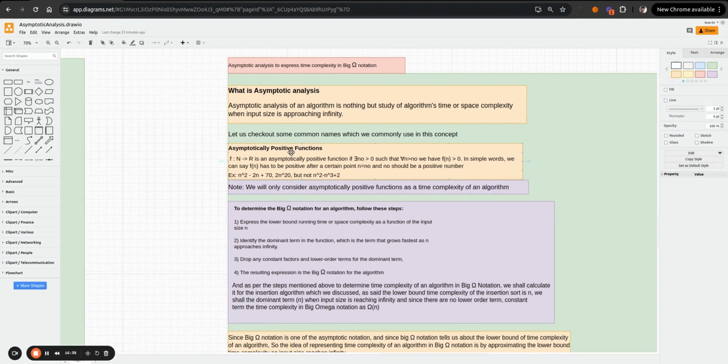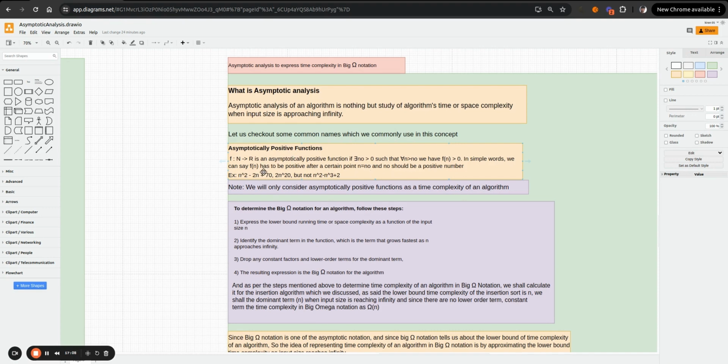So let us first check out some common names in this concept. One such name is asymptotically positive function. A function is said to be asymptotically positive if there exists a positive variable n naught, after which the values of the function should be greater than zero. So in simple words, we can say that f of n should be greater than 0 after a certain point called n equal to n naught. Then we can say that this function is asymptotically positive.